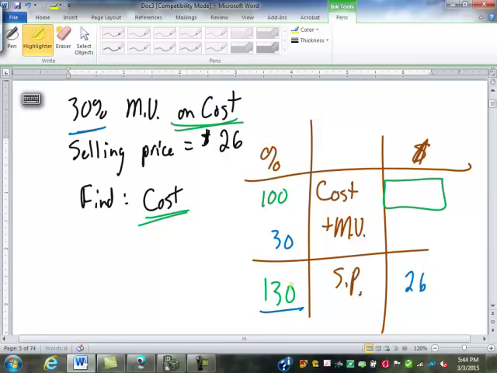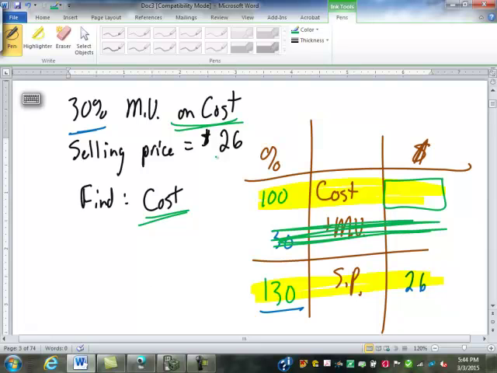So again, we need the row that has both numbers. In this case, that's the selling price. And we need the row that has what we're looking for, in this case, this one here. Which means we can totally live without this row here for now. Doesn't mean we don't have to put it in our table. We needed that to find the 130, but now that we've done that, we don't need it anymore. So now we can cross multiply and divide. What are we going to cross multiply? 100 times 26, or 26 times 100, divided by 130 gives us $20 as our cost.